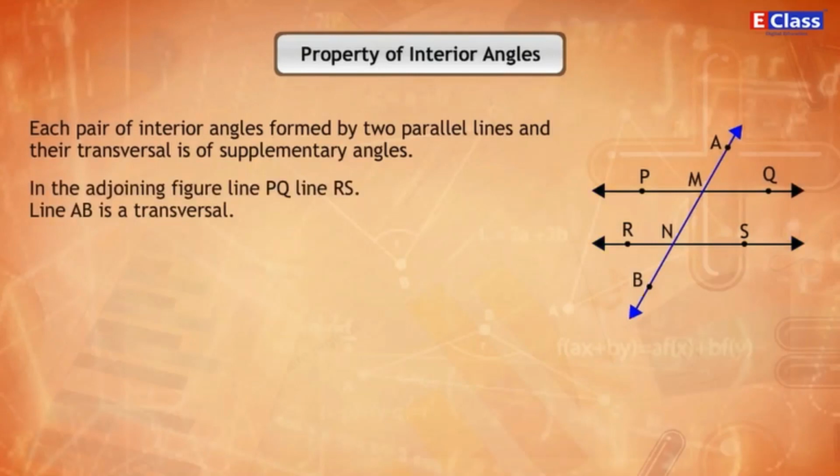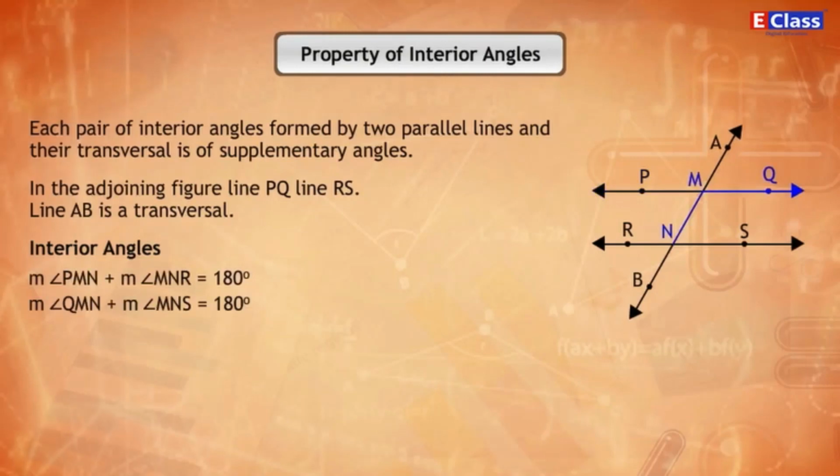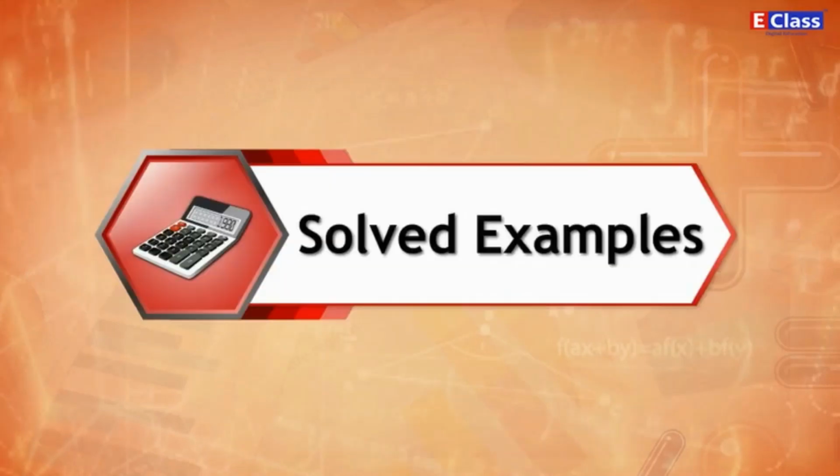Interior angles. Measure of angle PMN plus measure of angle MNR is equal to 180 degrees. Measure of angle QMN plus measure of angle MNS is equal to 180 degrees. Solved examples. Let us see some solved examples based on the topic we have just learned.